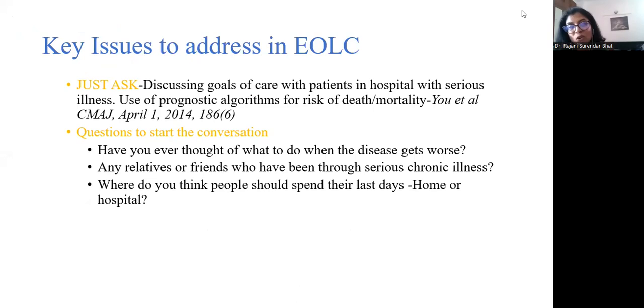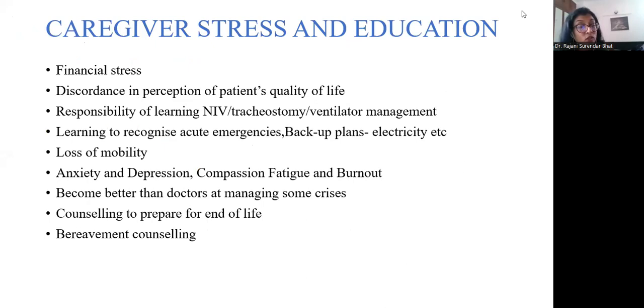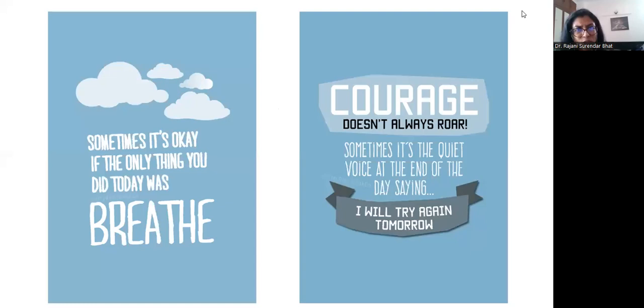Patients and caregivers go through a lot because patients with advanced respiratory disease, as I mentioned, have high symptom burden for a long period of time. There's a lot of stress, a lot of burnout that caregivers go through. They need to be prepared, educated on how to deal with acute emergencies, and also to prepare them for the end of the life of their loved one. And they need to be provided bereavement counseling. Assure them that you've done the best that you can.